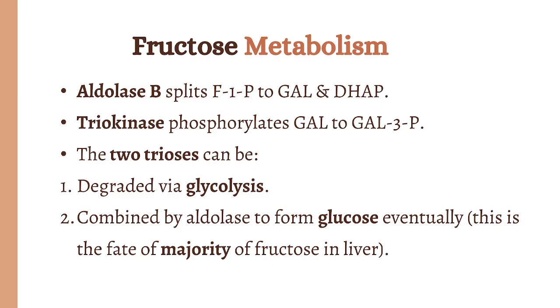The second step is splitting of fructose 1-phosphate by aldolase B, forming two trioses: glyceraldehyde, just glyceraldehyde, not phosphorylated, and dihydroxyacetone phosphate, similar to that of glycolysis and gluconeogenesis. And then a triokinase phosphorylates glyceraldehyde to glyceraldehyde 3-phosphate. The two trioses then can proceed back through glycolysis to be completely degraded into pyruvate or lactate, depending on whether glycolysis was aerobic or anaerobic, and finally, of course, the citric acid cycle. Or the two trioses can be combined back by an aldolase to form glucose, and this is the fate of the majority of fructose. Through this route, fructose can form glucose in our body.